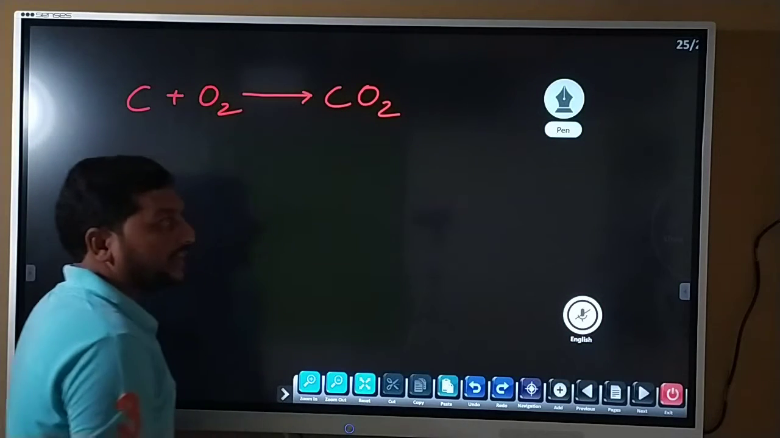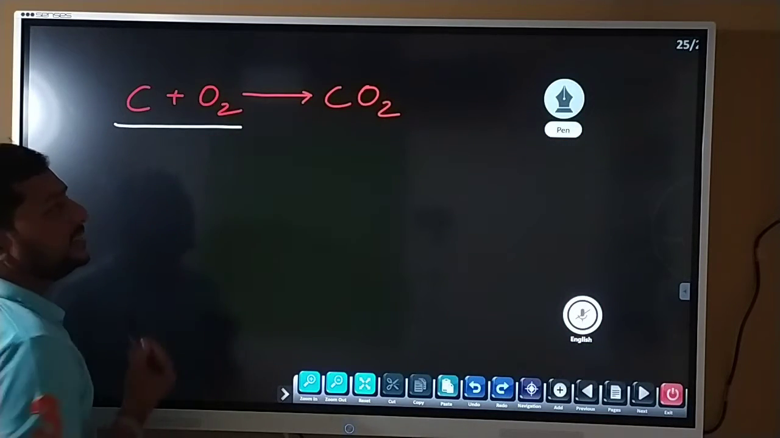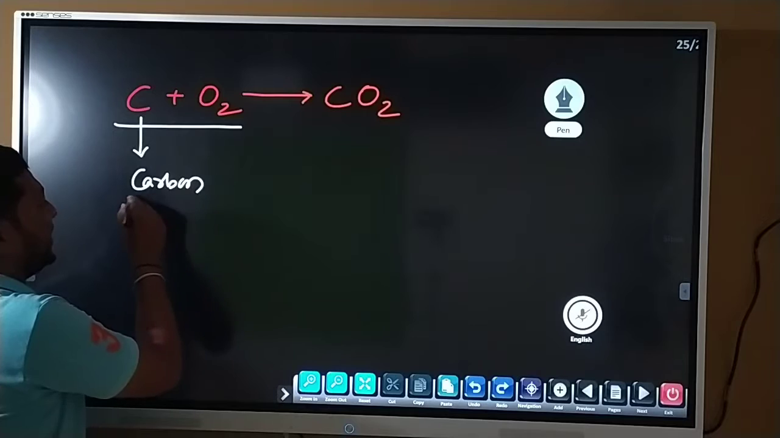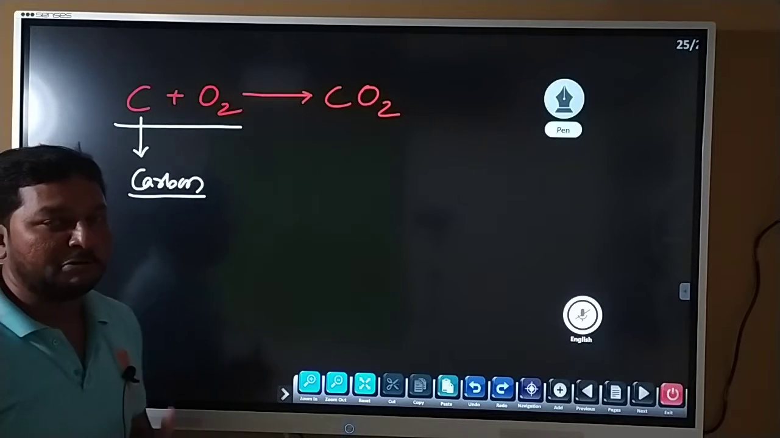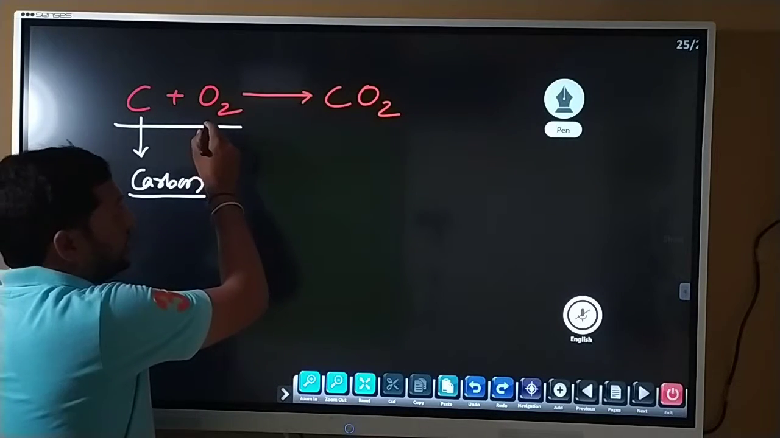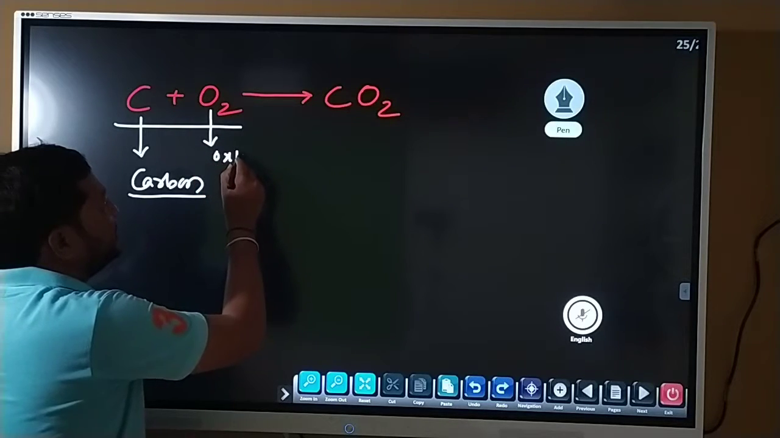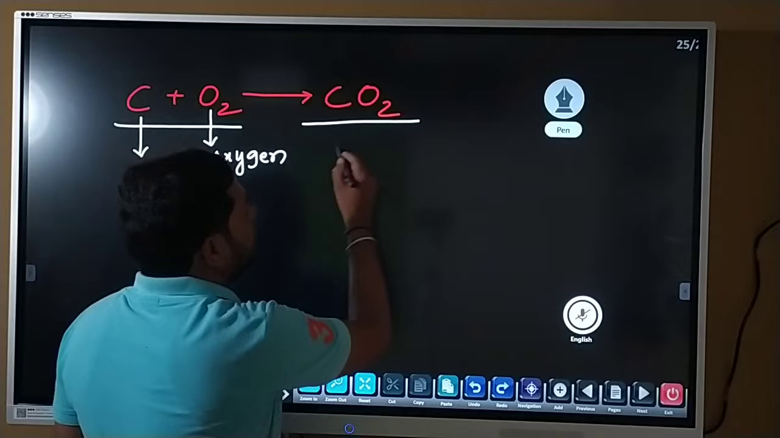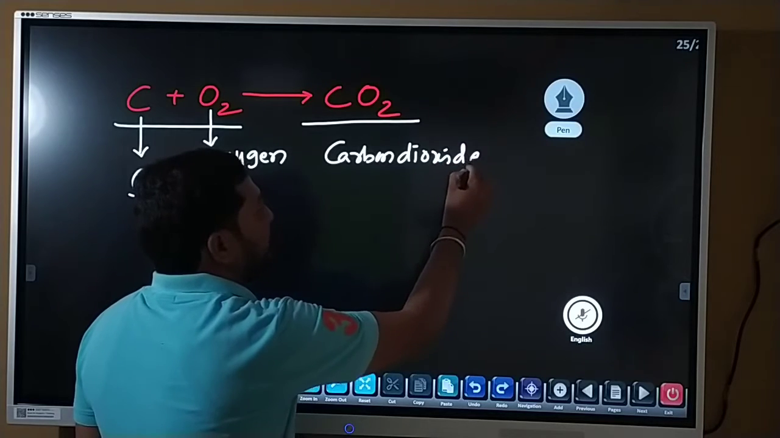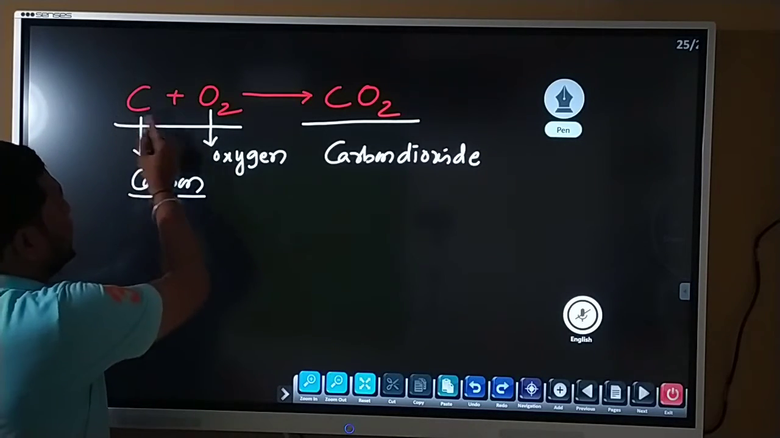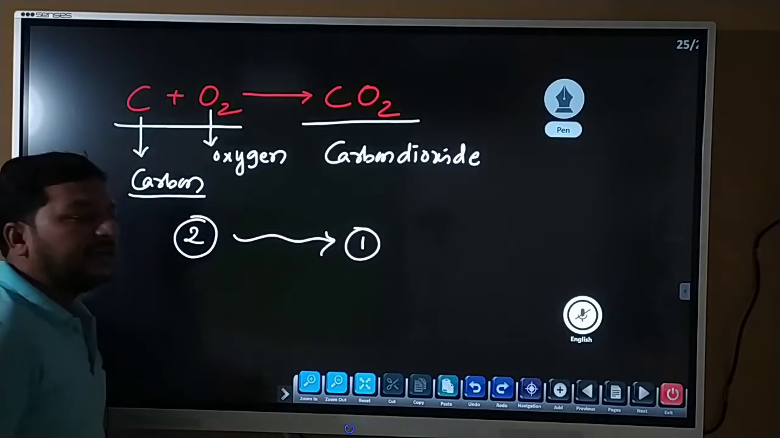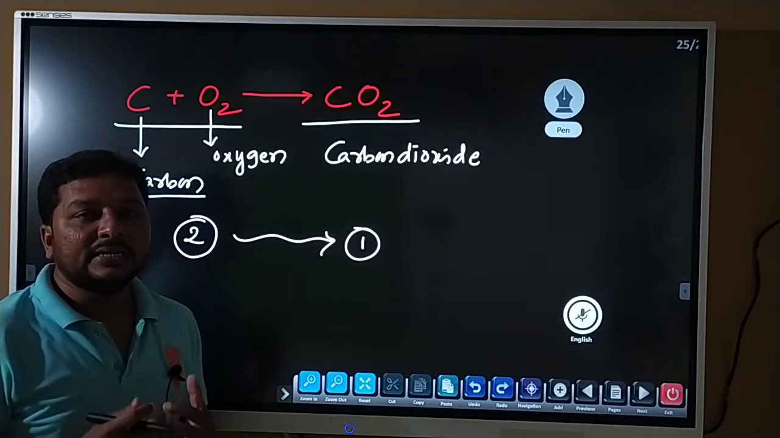We will move towards another reaction. Just focus here: C plus O2. Here C means a component of carbon. It may be coke, petrol, diesel, whatever it may be, a component of carbon. When it is burned using oxygen, it releases carbon dioxide. How many reactants are there? Two reactants. They chemically combine and form one product. So this is called chemical combination.